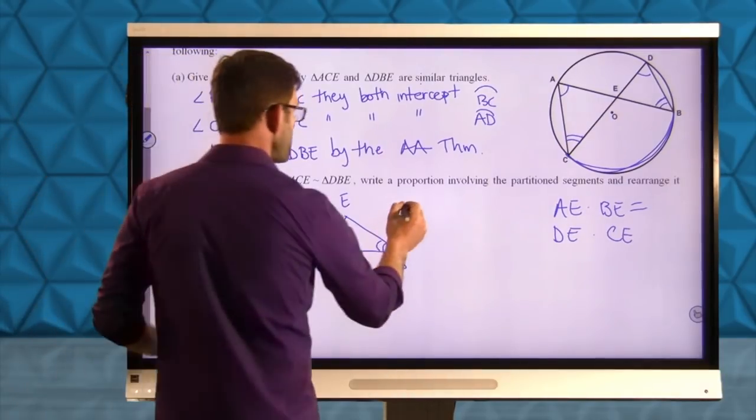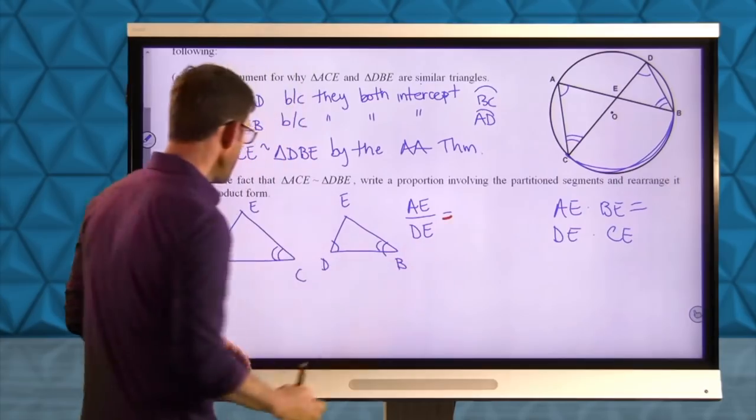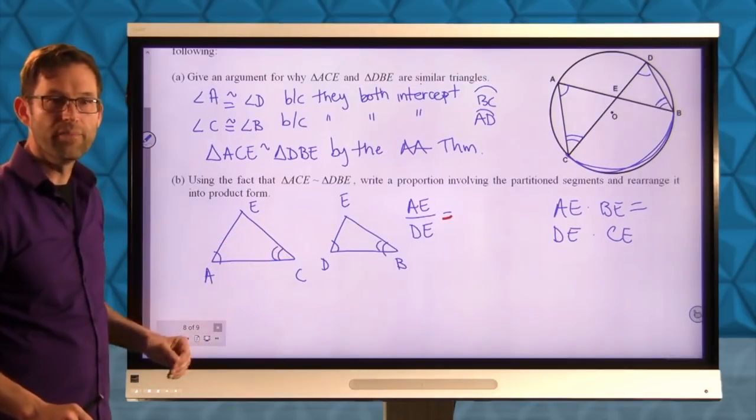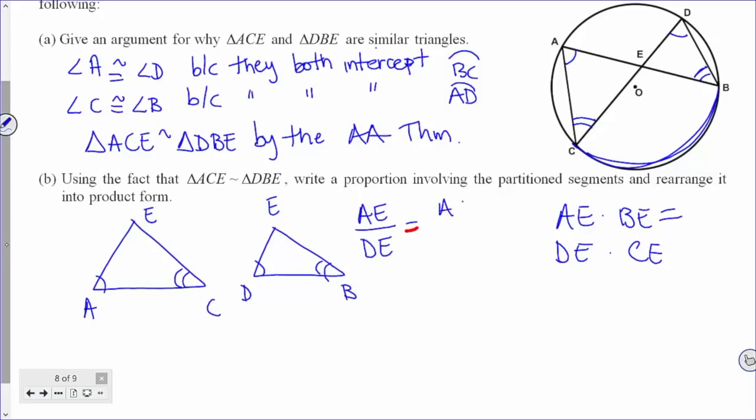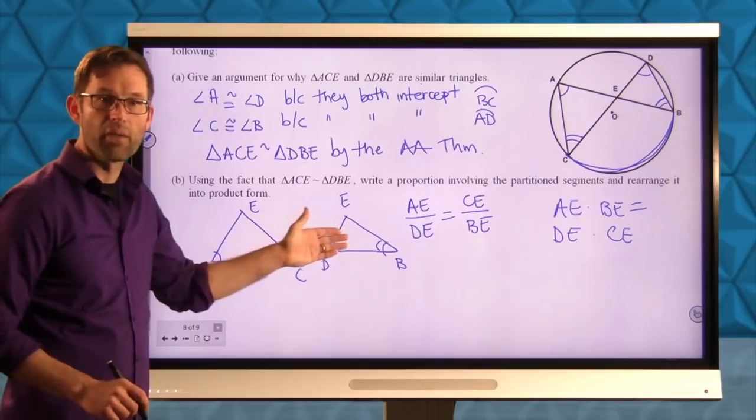So what can I say? Well, I can say that AE divided by DE is equal to AC, we'll get rid of that red mark in a second, divided by DB. Wait, no, well, it is AC divided by DB, but I don't want AC involved, do I? I want that other length, so I want CE divided by BE. What I was about to write down wasn't wrong. It just wasn't going to get me that product, right? So AE divided by DE is equal to CE divided by BE.